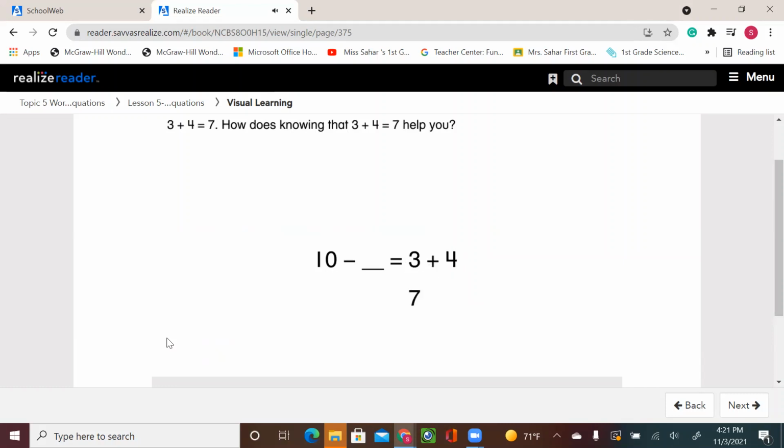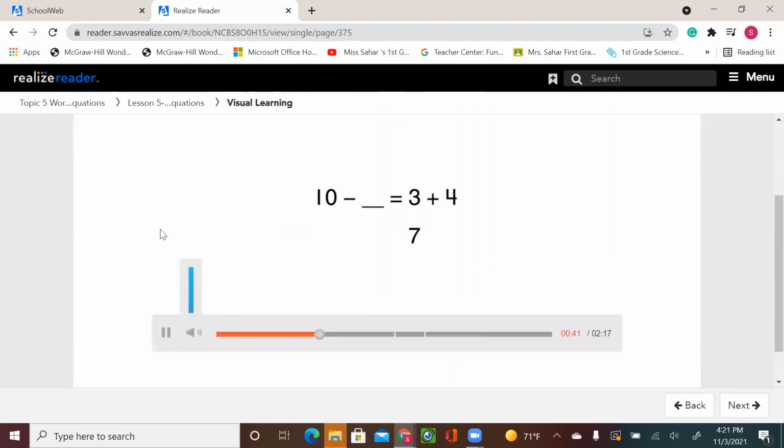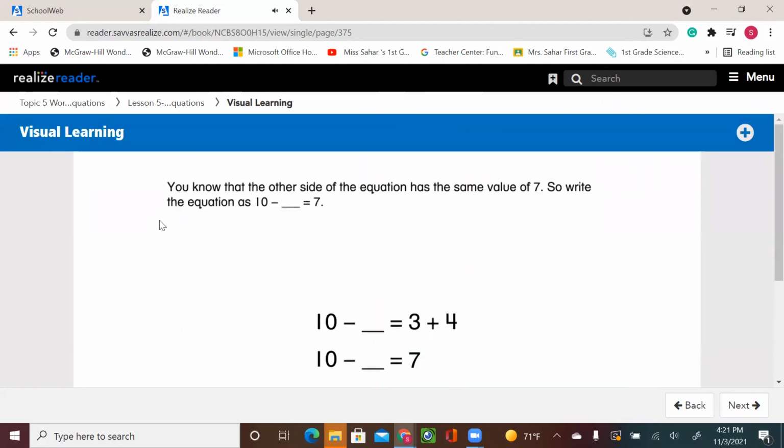How does knowing that 3 plus 4 is equal to 7 help you? That means I'm looking at what is equal on the other side. So 10 minus what equals 3 plus 4? That means both sides should equal the same. You know that the other side of the equation has the same value of 7. So write the equation as 10 minus blank equals 7. The equal sign means has the same value as. So you need to subtract something from 10 to get 7.